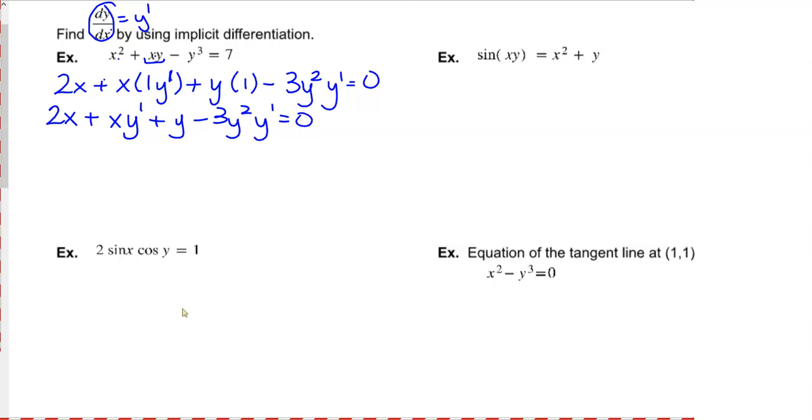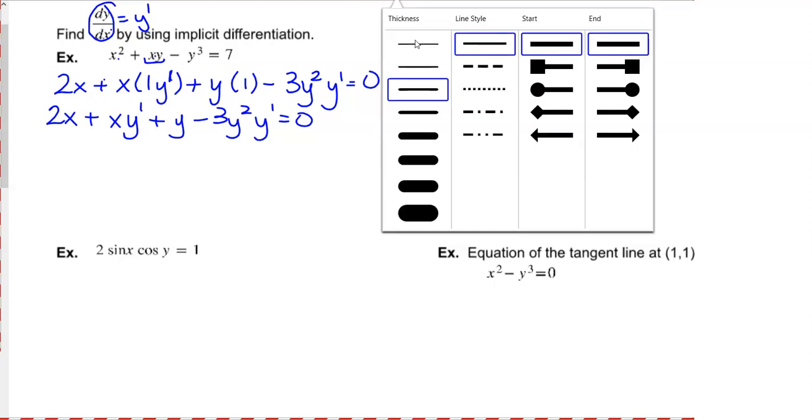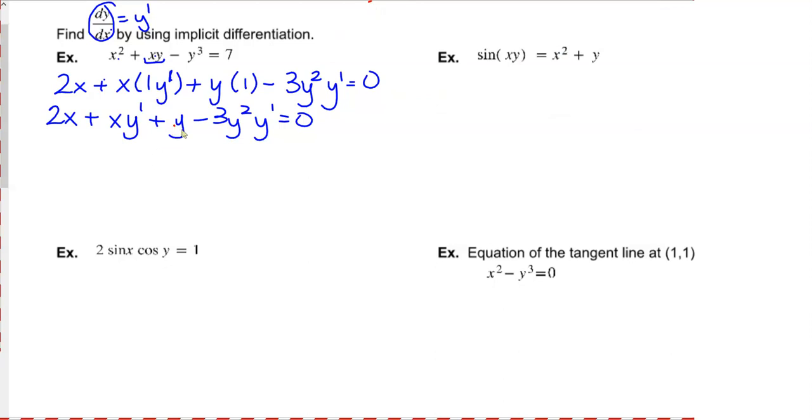Now, our task is to get y prime by itself. Notice I do have two y primes that are added or subtracted together. In this case, we're subtracting by that 3y squared y prime. So we're going to have to do some factoring in order to factor out that y prime. But in order to do that, I've got to get rid of this term to the other side. So I'm going to subtract y, and I'm going to subtract over that 2x.